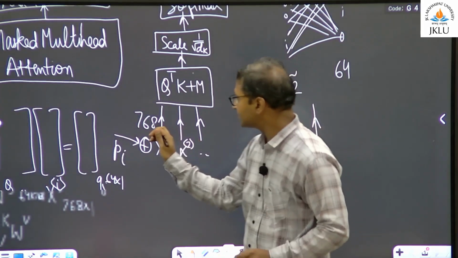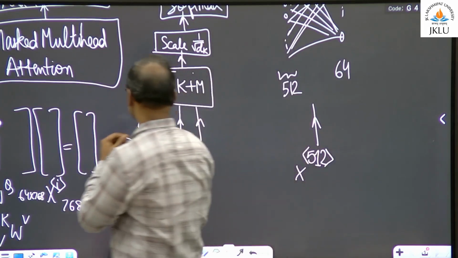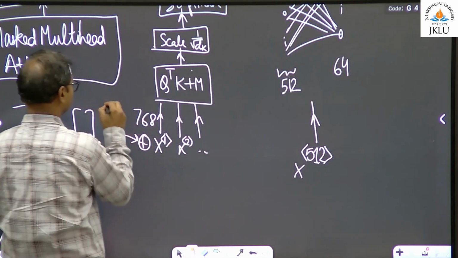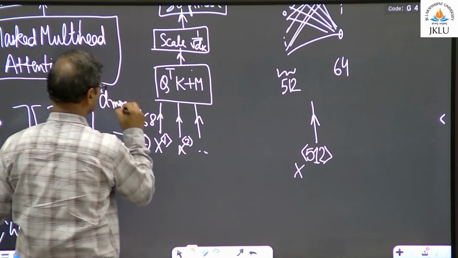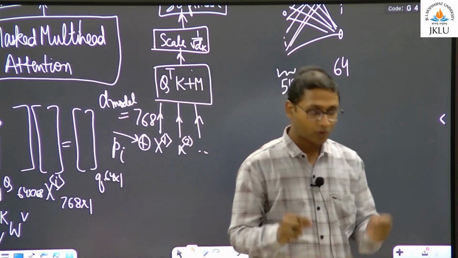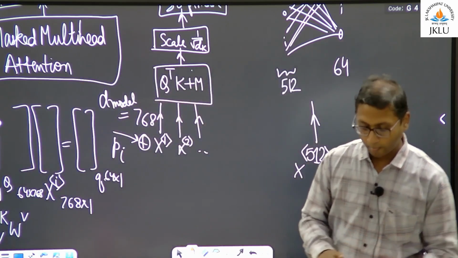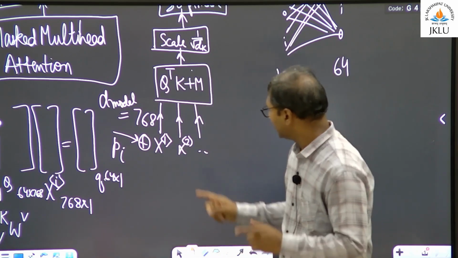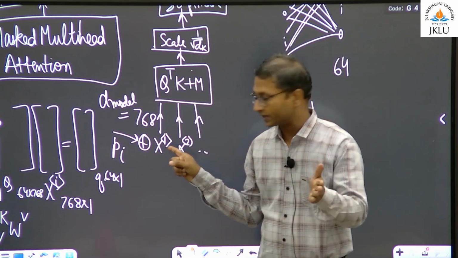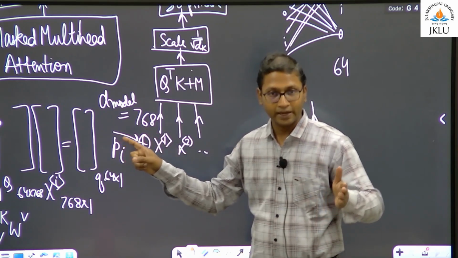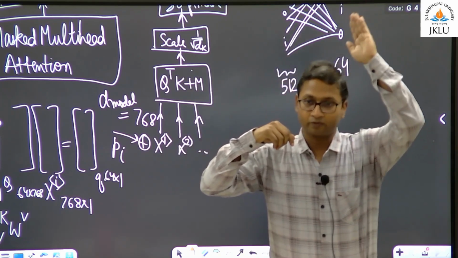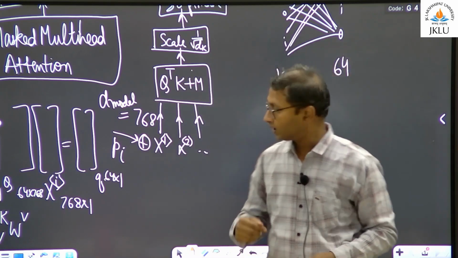This 768 vector, what is 768? What is the name for it? D model. What is D model used for? The embedding size that you assign to your input vectors and positional encodings, and that is something you keep throughout the network.